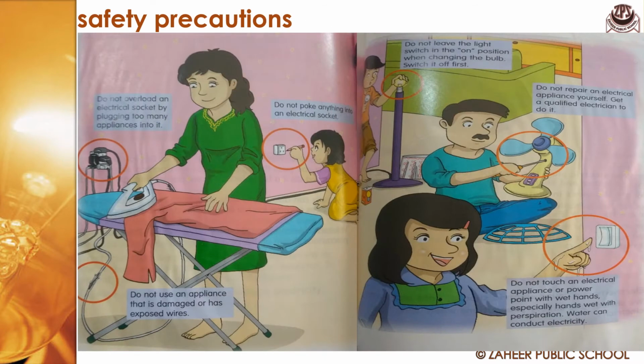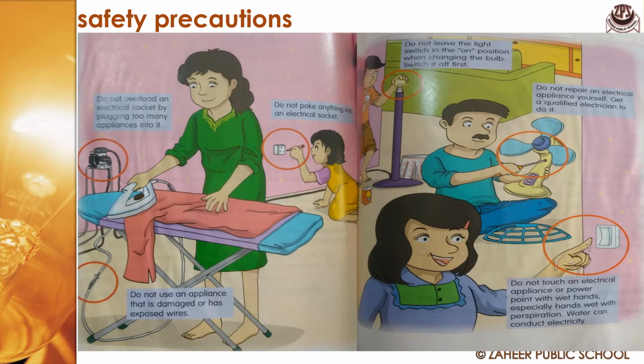Safety precautions. There are some safety precautions while using electricity. Number one, we should not overload an electric socket. Number two, we should not use an appliance which has exposed wires. Number three, we should not poke anything into an electric socket.